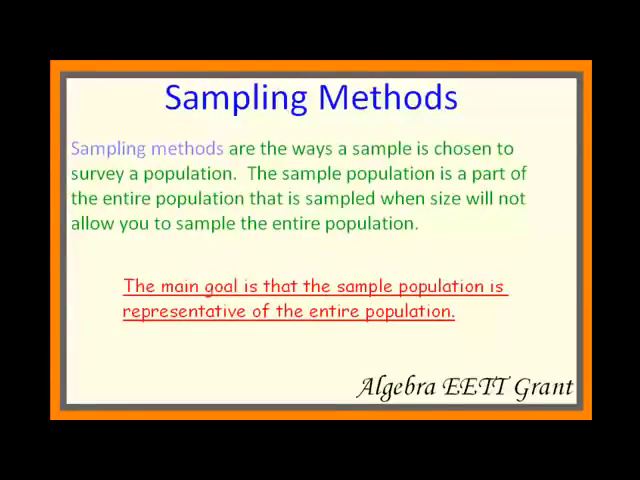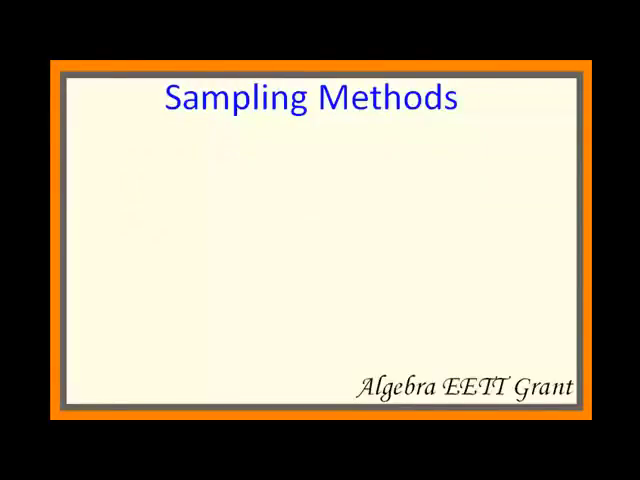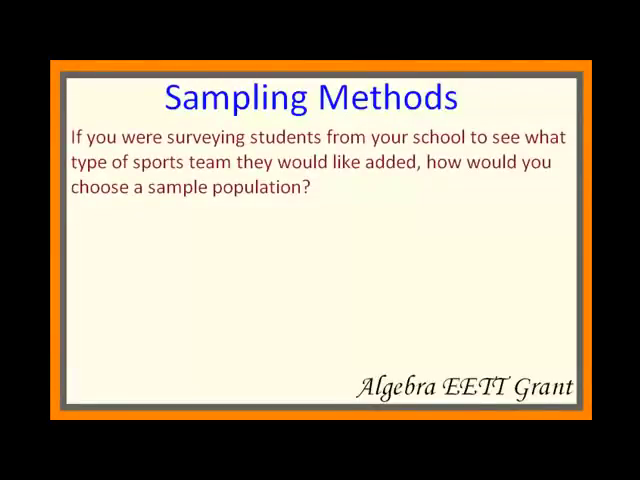Well, that means you're not going to just pick and choose who's part of your sample. Instead, you do something called random sampling, which means every person in the population has an equal chance of being chosen. Let's look at an example of this. For example, if you were to survey students from your school to see what type of sports team they would like added, well, how would you choose this sample population?